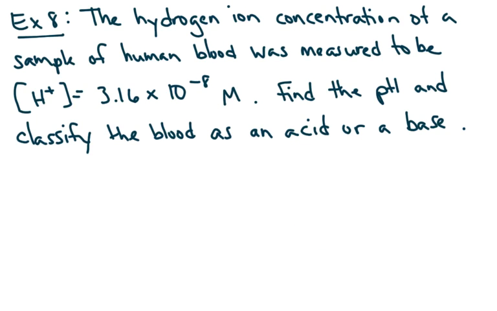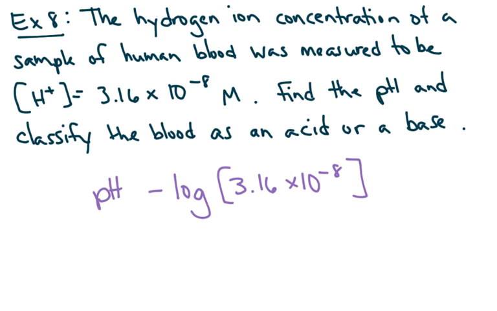In example 8, the hydrogen ion concentration of a sample of human blood was measured to be 3.16 times 10 to the negative 8th moles per liter. Find the pH and classify the blood as an acid or a base. Well, all I have to do is negative log of 3.16 times 10 to the negative 8th.